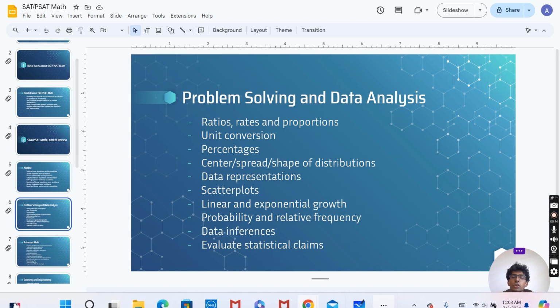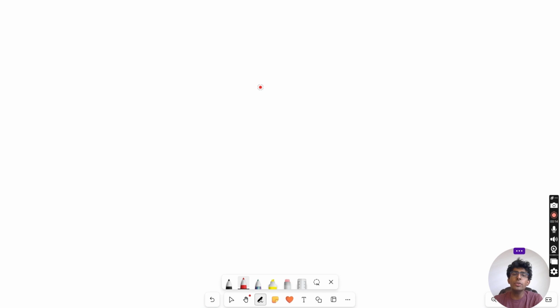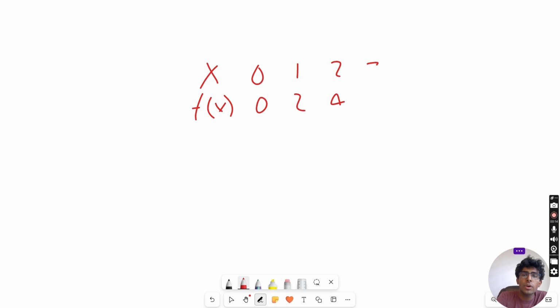All right, linear and exponential growth now. So linear growth is basically you're changing by the same amount. So if we had a table that was like 0, 0, 1, 2, 2, 4, 3, 6, 4, 8, we're increasing by 2 every time we increase x by 1. That's called linear growth. Exponential is different though.